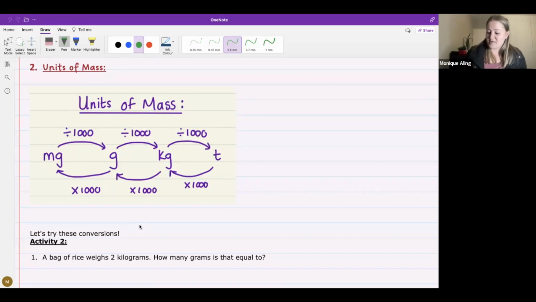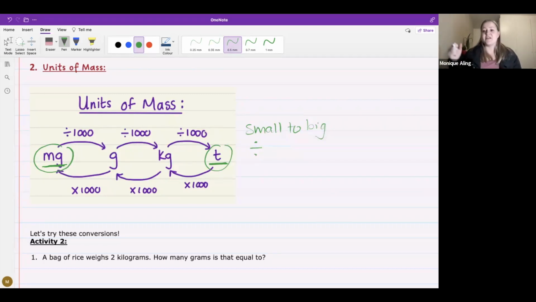So I always start from the smallest unit to the biggest unit. If you're going from small to the bigger unit, you divide. Small to big, you divide. And my advice is learn one way and then know that the other way is going to be the opposite. So if you're going from small to big, you divide. And then you know if you're going from a bigger unit to a smaller unit, you are going to times.